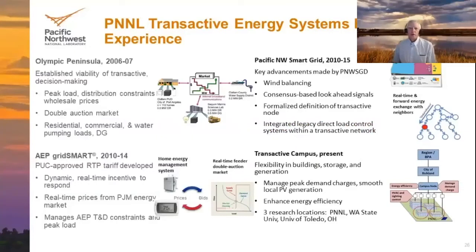So now, a quick run through the PNNL Transactive Systems Research. Terry started with the Olympic Peninsula GridWise project, so I'm not going to dwell on that other than to remind you that it was a double auction market that was used to show that we could manage a constrained distribution feeder without going above whatever boundary had been set. That technology was further deployed using the AEP GridSmart project, which was American Electric Power's American Recovery and Reinvestment Act project, in the PJM territory, using PJM locational marginal prices as one of the bases for establishing the double auction market prices. It was also able to do that with constraints introduced in their system.